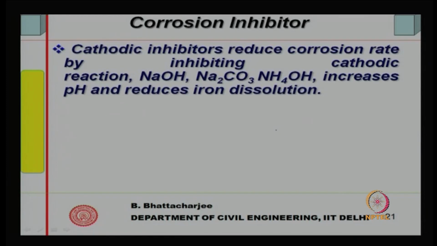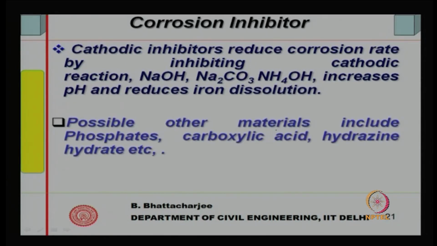So, cathodic inhibitors reduce the corrosion rate by inhibiting the cathodic reaction of oxygen and water, which takes electrons to form hydroxyl ions. Sodium hydroxide, sodium carbonate and ammonium hydroxide increase pH and reduce iron dissolution. They increase the pH because there is already a certain amount of hydroxyl ion in the system, so no further hydroxyl ion can form. It reduces the formation of more hydroxyl ion, and that is how they protect it cathodically.